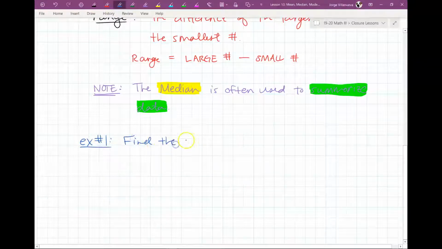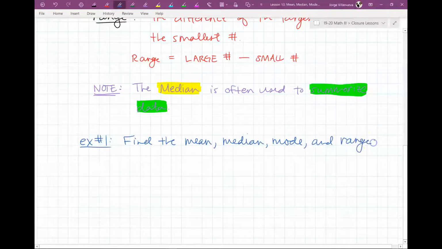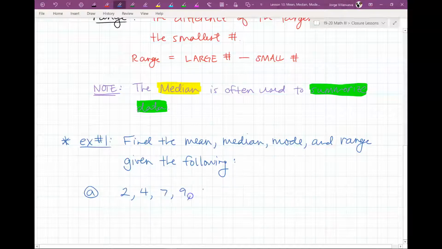Find the mean, median, mode, and range given the following. So given the following information, find the mean, median, and mode. So here's the first one. 2, 4, 7, 9, 6, and 10. Okay, so that's what we have.